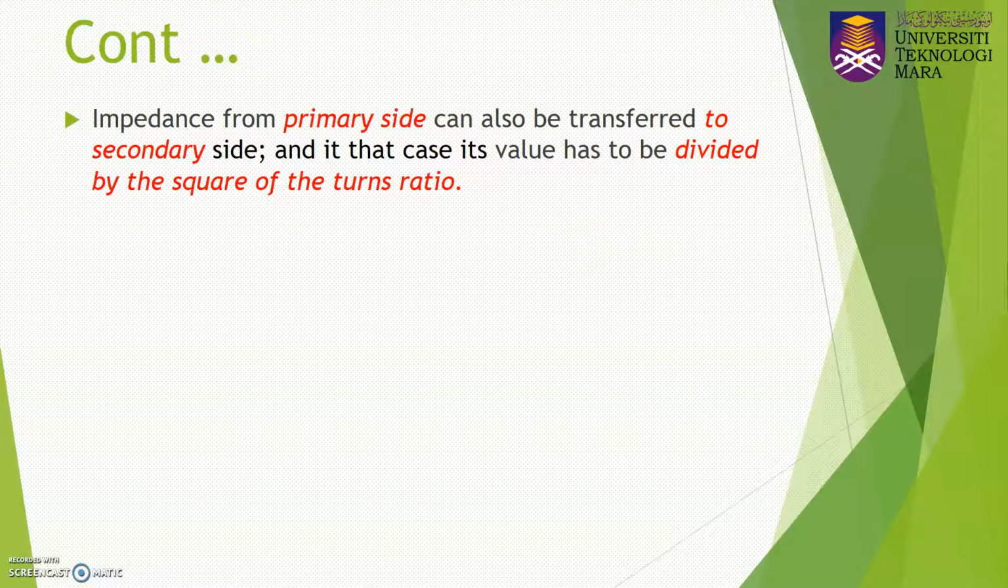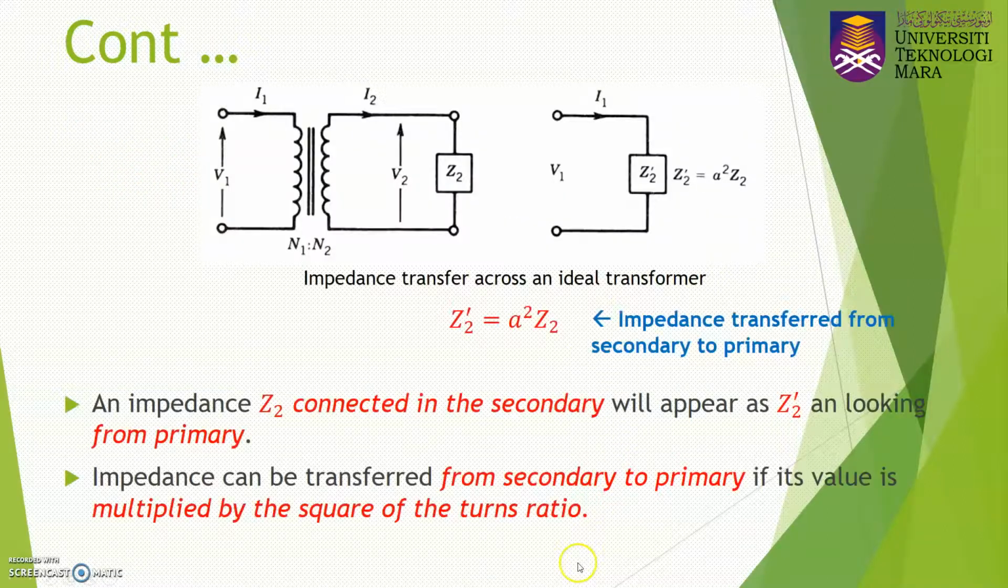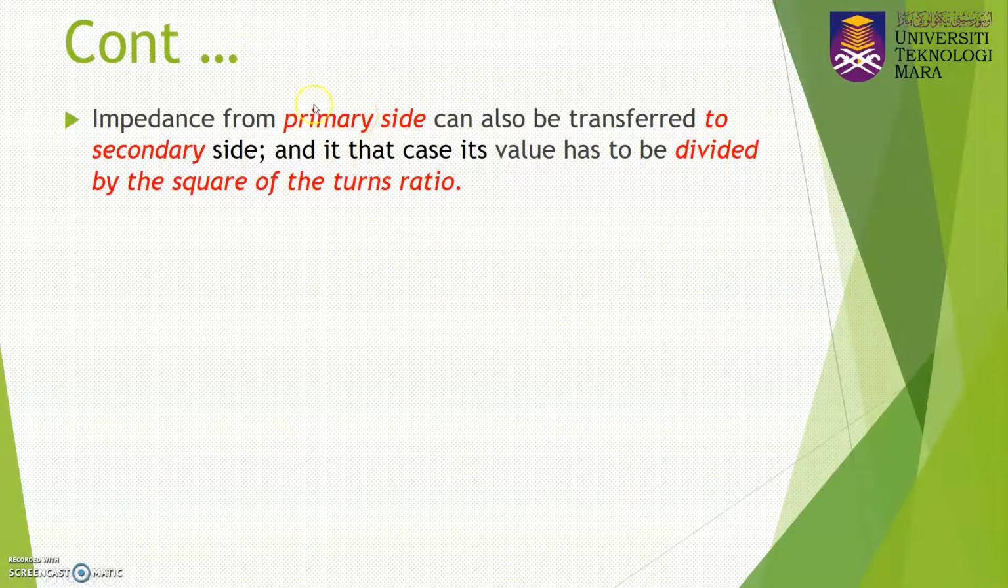If you transfer from secondary to the primary, the value you need to multiply with the square of the turns ratio. But if you want to move from primary to the secondary, then its value needs to be divided by the square of the turns ratio. So how to prove that?